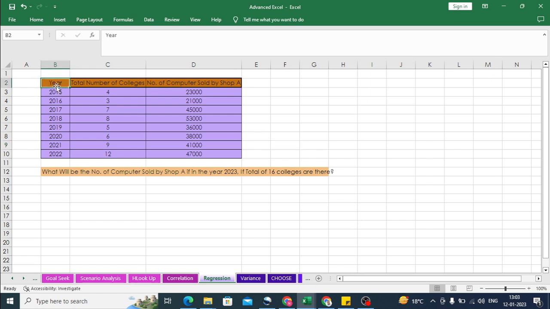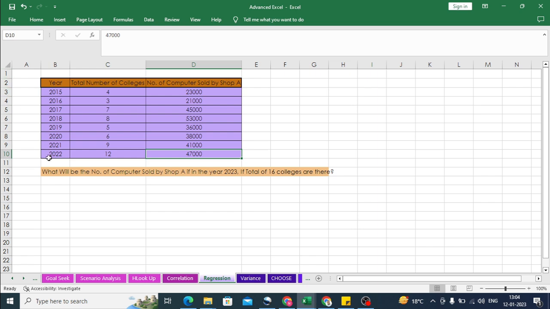We have data of 2015 to 2022. In a city, we have total number of colleges. So in 2015, the total number of colleges in the city was 4. In 2016, the total number of colleges were 3, and so on. And there is a computer shop which is recording how much of computers were sold. So in 2015, 23,000 computers were sold. In 2016, 21,000 computers were sold, and so on.